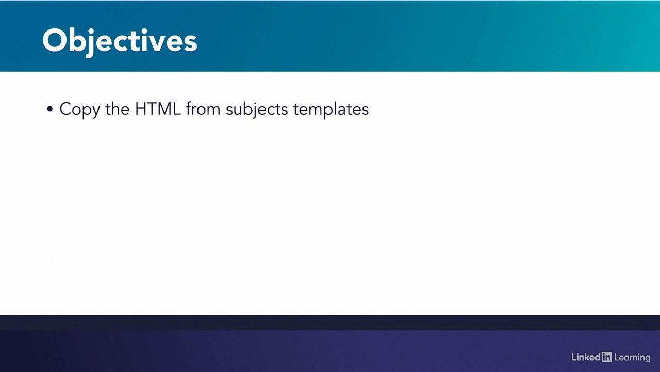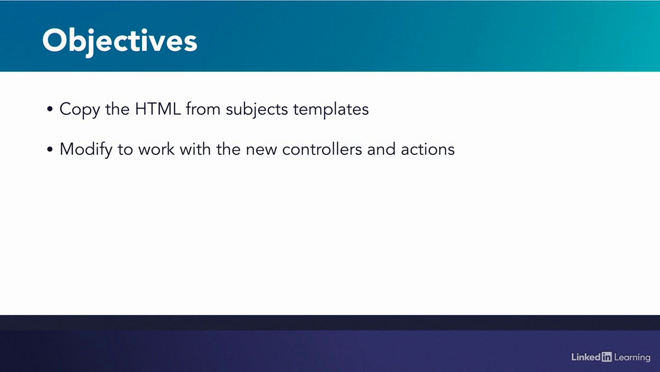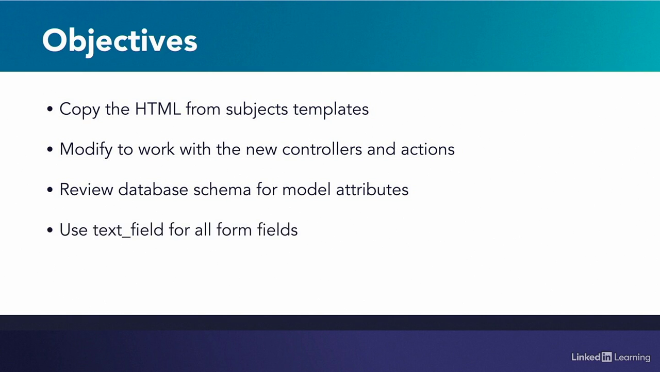You'll also want to create templates for those actions. For those, you can copy the HTML that was used in the subjects and modify it to work with the new controllers and actions. When it comes time to create forms for the pages, go back and review the database schema to see what the model attributes were. What form fields should you add? They won't be the same. And you can go ahead and just use text field for all of the form fields.